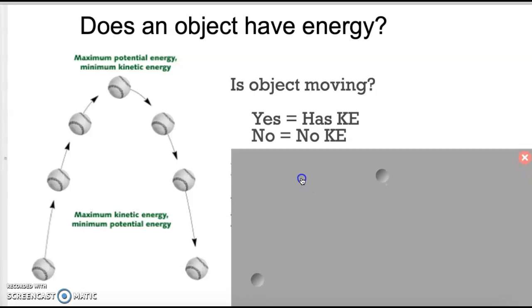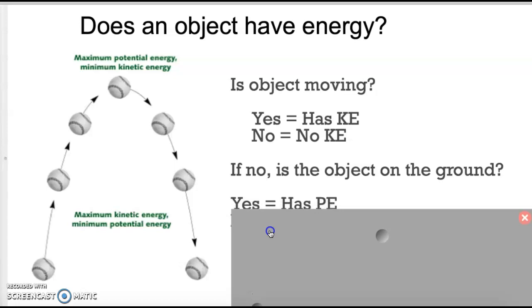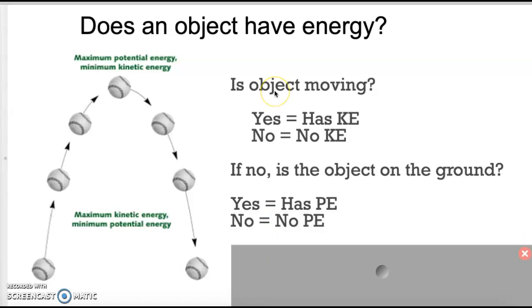So if you answer no, there's no kinetic energy, then you have to ask yourself a second question. Is the object off the ground? If the answer is yes, then it has potential energy. So if it's not moving and it's off the ground, then it has potential energy. But if it's not moving and it is on the ground, then it has nowhere else to go, and so it would have no potential energy.